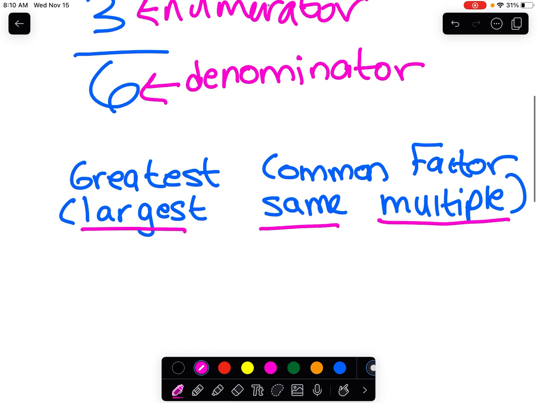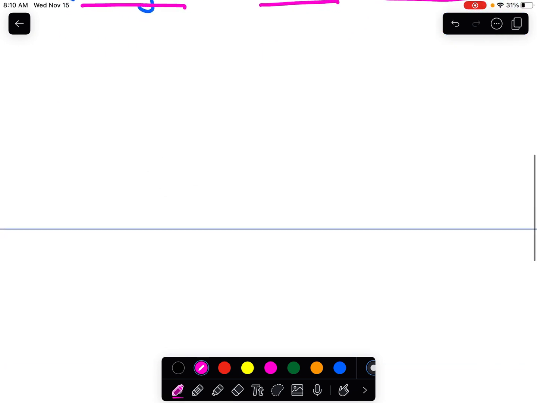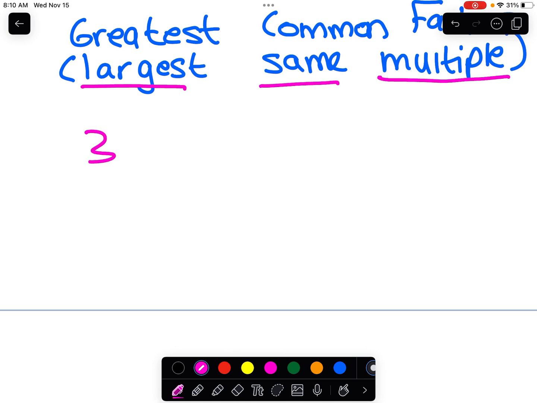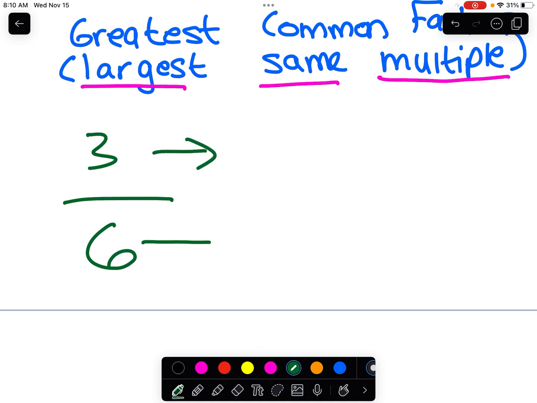So we are going to go down a little bit. Let's do green. We've got 3 and we've got 6. Now we're going to find out what the greatest common factor, or the largest same factor, is. Factors of 3 are always 1 and 3, so I always like to start there.